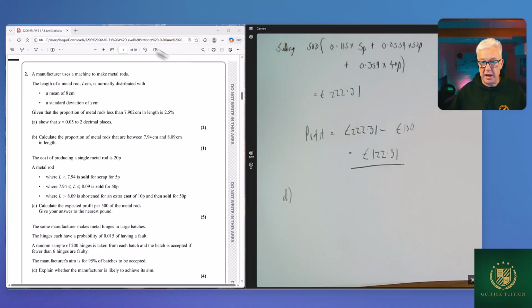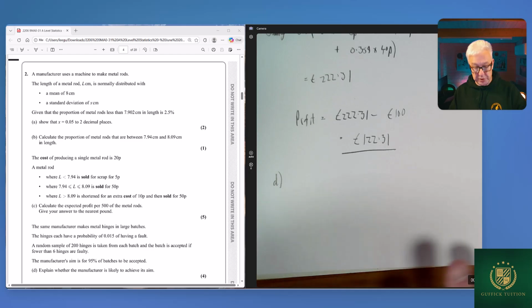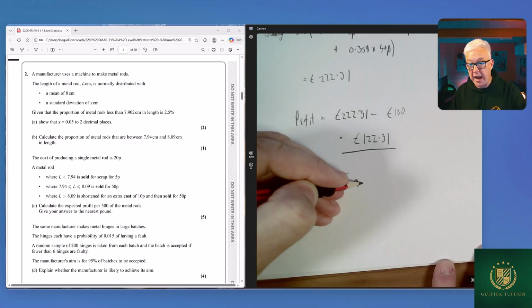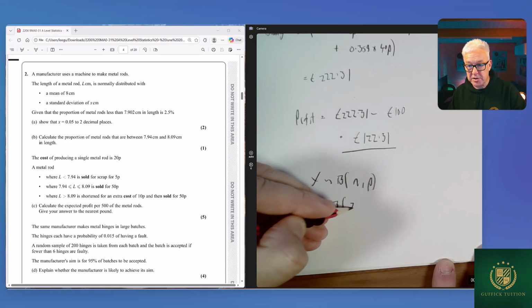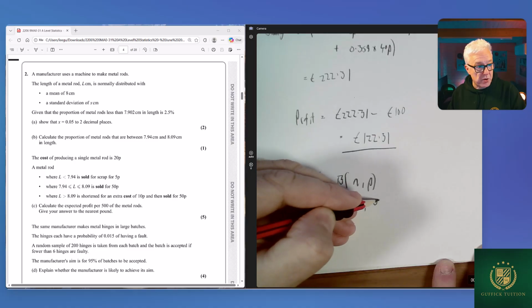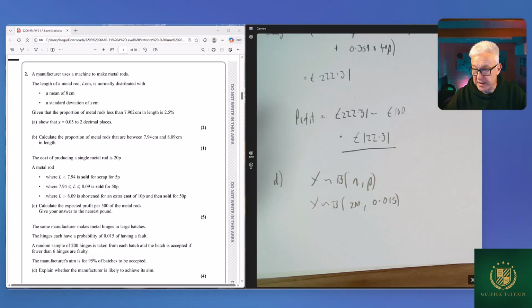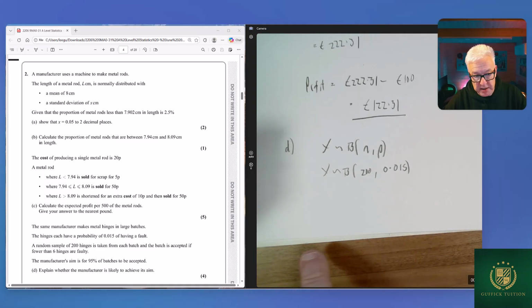Okay, so what we've got here is a binomial distribution. Now, why do we have a binomial distribution? Because we've got a fixed sample size, 200. We've got 2 outcomes, they're either faulty or they're not, and the results are independent of each other. So it's binomial, and we've got N and we've got P. Our N in this case is 200 hinges, and the probability of them being faulty is 0.015. All right, so the batch is going to be accepted if fewer than 6.